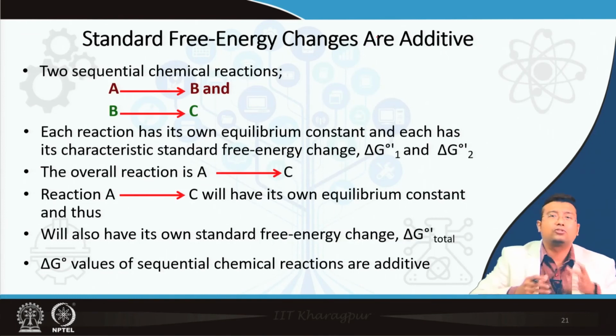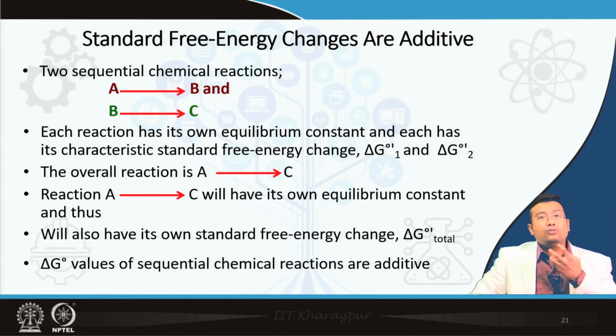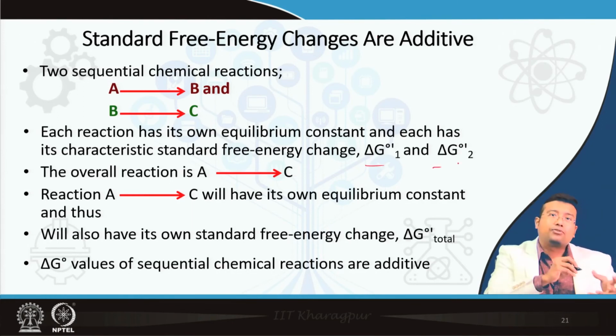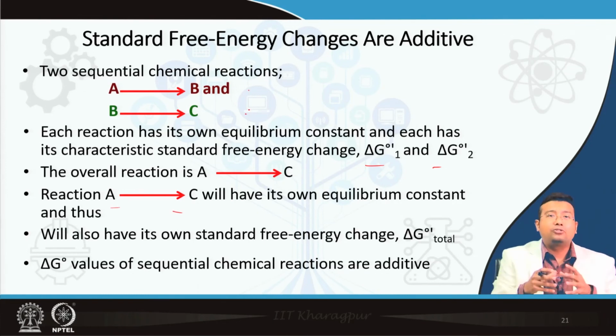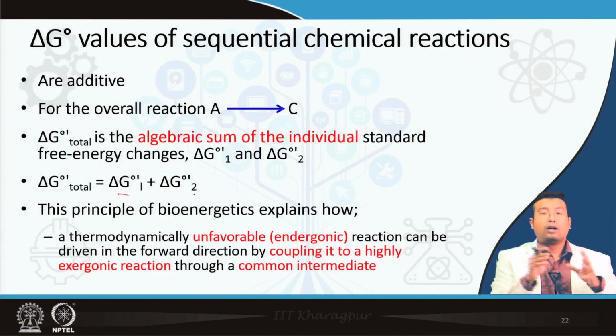So, how can we actually use this concept in our biological system? We can use it very beautifully, because standard free energy change is additive. Suppose a compound has to transform from A to B and B to C. Ultimately, when we look at the bigger picture, when the compound is converted from A to C, there is a delta G for each reaction. When we combine the two reactions, the delta G values add up. So, let us see how it is beneficial for our system. It is the algebraic sum of the total reaction.